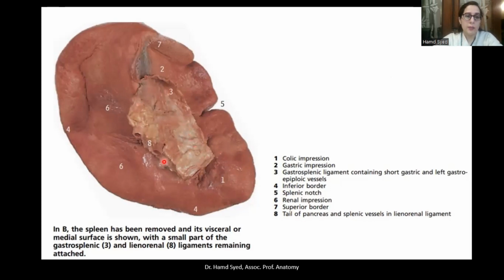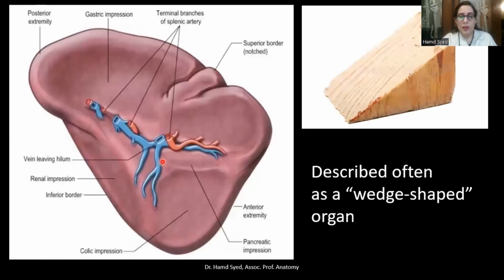This here is the hilum, and it contains these 2 ligaments, which I want you to observe over here. Number 3 is the gastrosplenic ligament, and number 8 is the splenorenal ligament. So the splenorenal ligament is also known as the lienorenal ligament. Okay. Now let's look at another diagram of the spleen, which is showing us the visceral surface of the spleen. Let's look at these 4 impressions again.